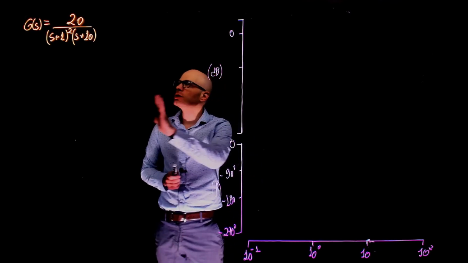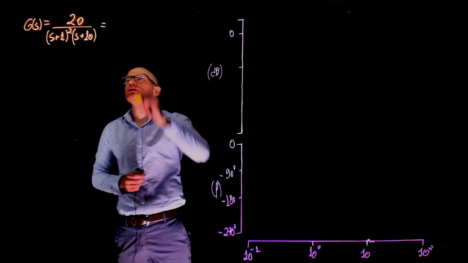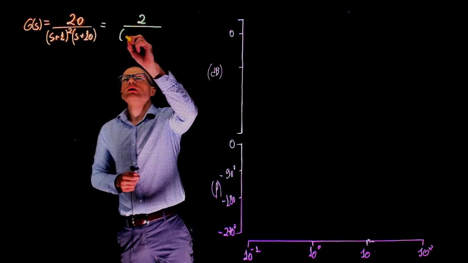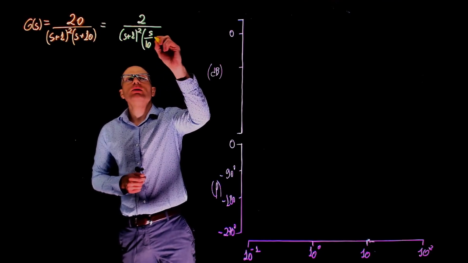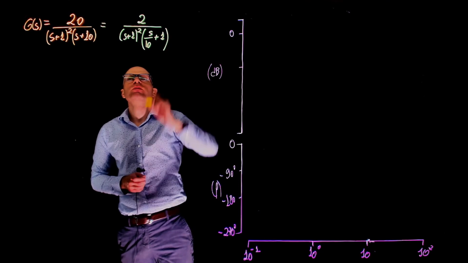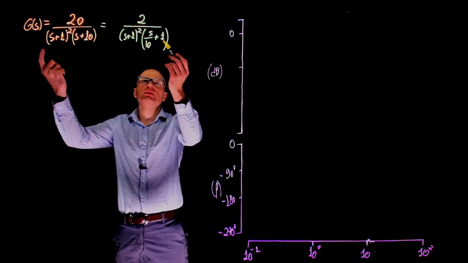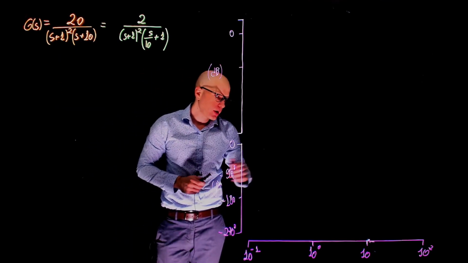If you want to use this function to plot the Bode plot, we have to rewrite this in the standard form, and the standard form will be 2 over (s plus 1) squared times (s over 10 plus 1). I factor out 10 here, we get (s plus 10) divided by 10 plus 1, 20 divided by 10 is 2. Now we can start the Bode plot.